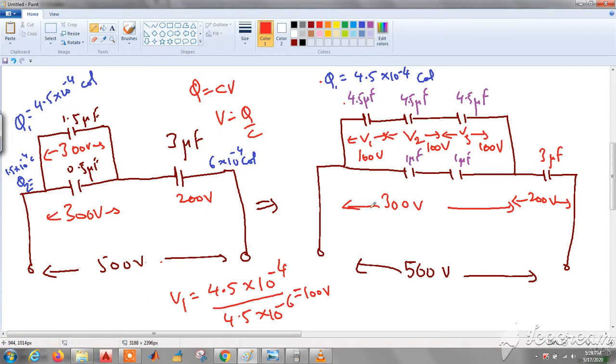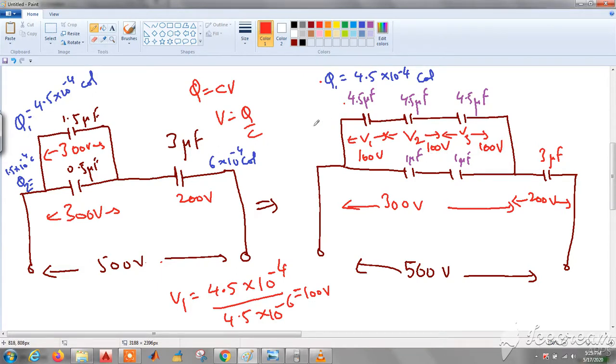That is, we can see that the 300 volts is split up into three equal parts of 100 volts. 100 plus 100 plus 100, if we add them, we will get the same result, that is 300 volts. Now we have answered what was given in the question. It was asked to find the voltage across the 4.5 microfarad capacitor. So the answer is 100 volts.